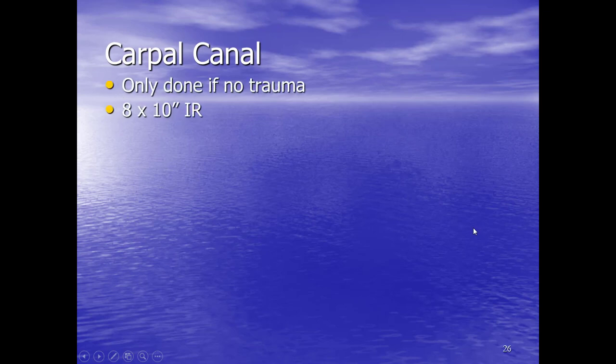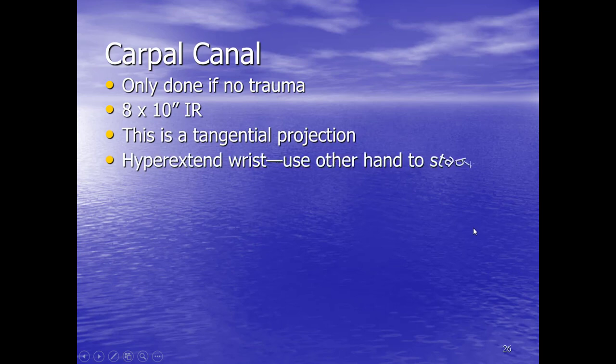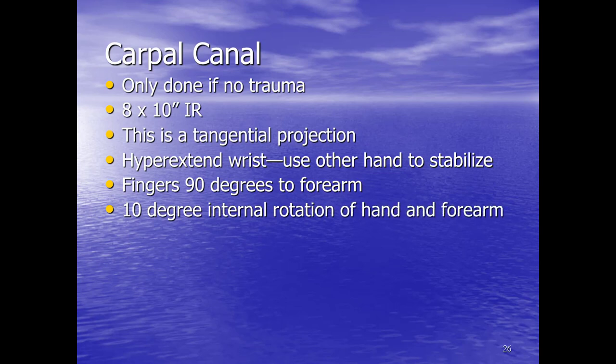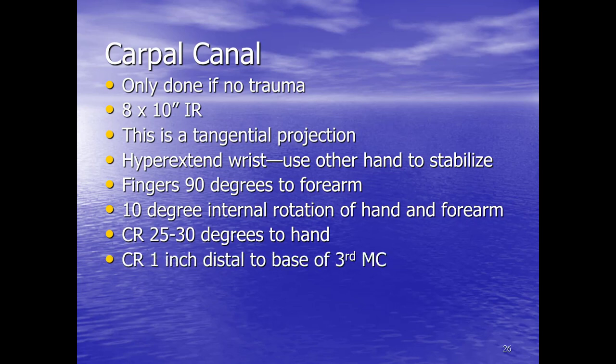So if there's no trauma, the carpal canal could be done. It's a tangential projection. You're going to hyperextend the wrist. You use your other hand to help stabilize. The fingers are going to be 90 degrees to the forearm, 10 degree internal rotation, 25 to 30 degree angle on your tube towards the hand. Central ray is going to be 1 inch distal to the base of the third metacarpal. And your SID still needs to maintain 40, so you'll need to use your tape measure and measure that out. And then also make sure that you include the marker on the film.